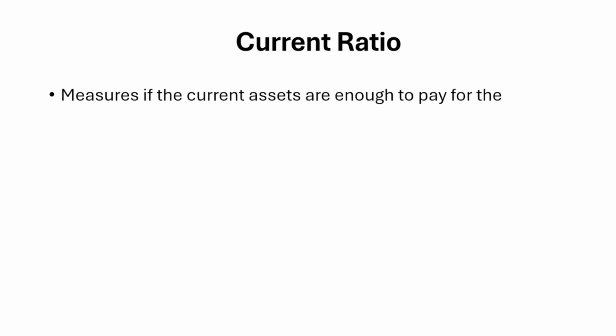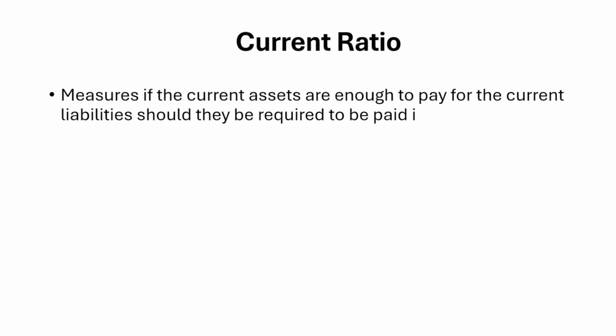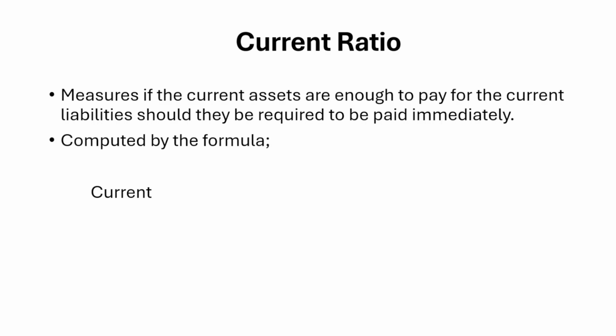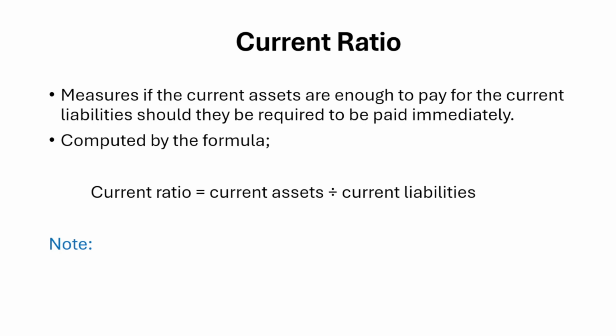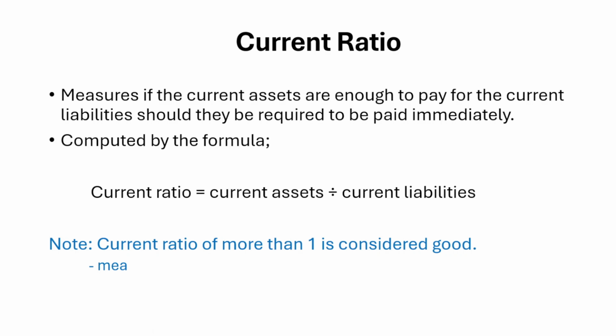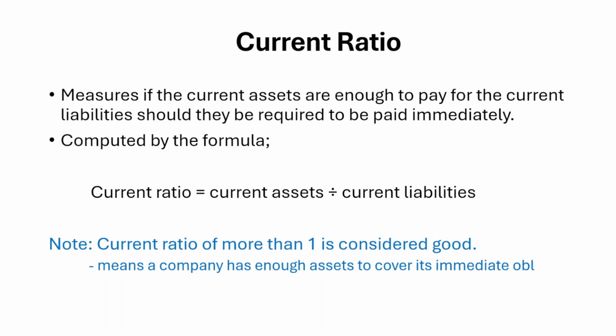Let us start with the current ratio. This measures if the current assets are enough to pay for the current liabilities if they have to be paid immediately. This is calculated by the formula current assets divided by current liabilities. Usually, if the current ratio is more than 1, it's considered to be good. This means that a company has enough assets to cover its immediate short-term liabilities.